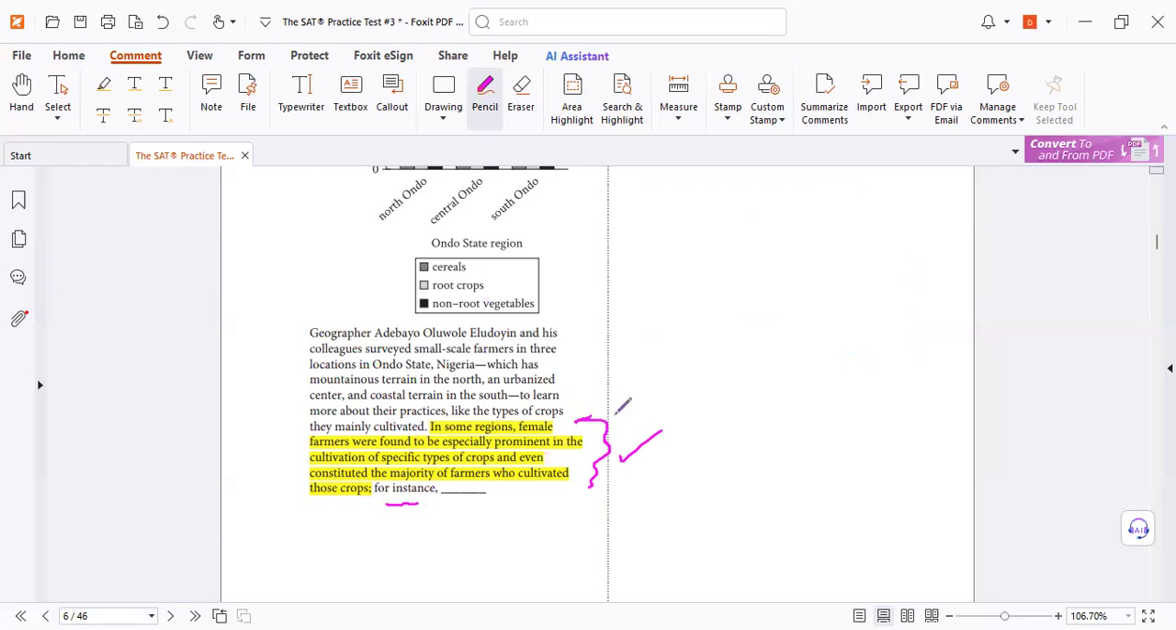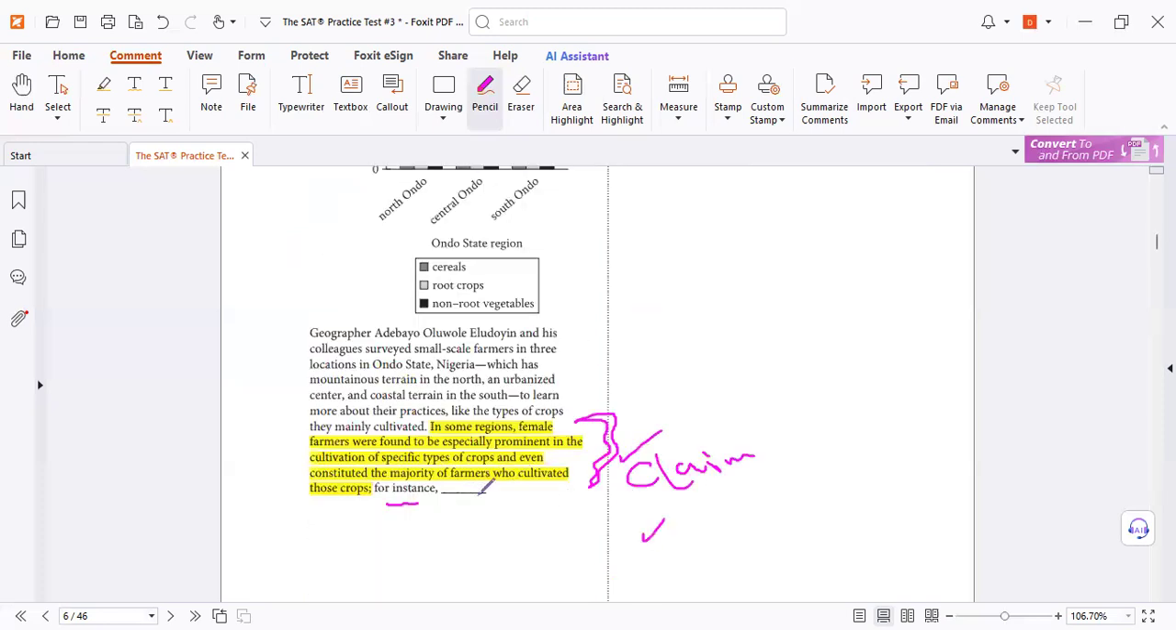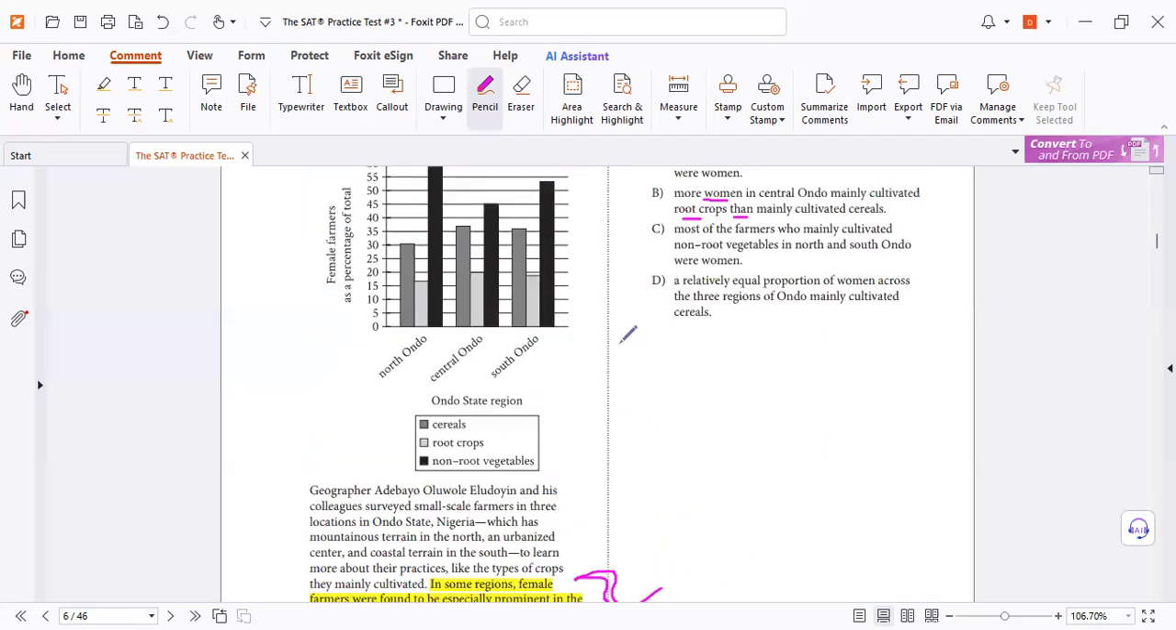Here, an example to prove the main point before. Imagine this is a claim, a main point. You must support it. So it must be in the text and on the graph. Here he didn't mention male or female, he said only farmers. So let's see. Look here, we don't have mainly cultivated crops or all of them? Because in the claim he didn't mention what kind of crops exactly. He said a specific type of crops. So don't give me specific ones.